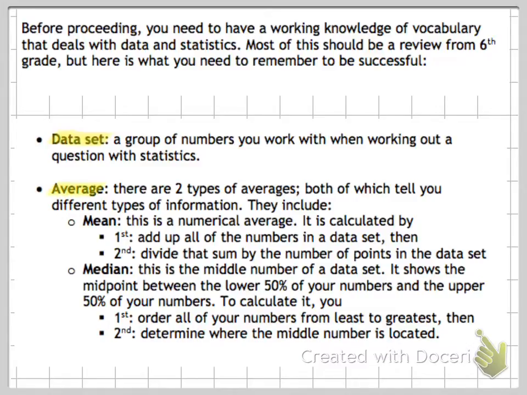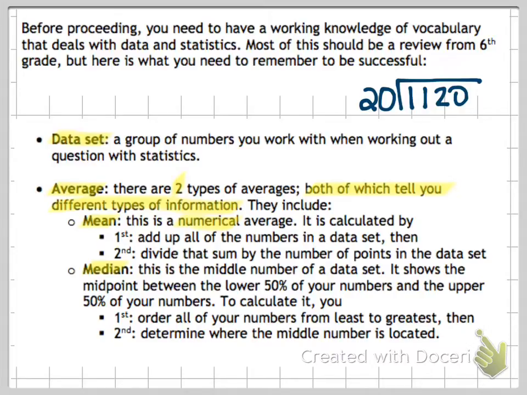The next one is average. Notice that there are two types of averages, both of which tell you different types of information. They include the mean and the median. Usually you're going to be working with the mean. That's how your report card grades are calculated. But it is not always the best measurement that tells you if you understand something or not. We call mean the numerical average. It is calculated by first adding up all the numbers in a data set and then dividing that sum by the number of points in that data set. So let's say that you had 20 grades and the sum was 1,120. You would divide that number by 20, and that would calculate whatever the mean is.